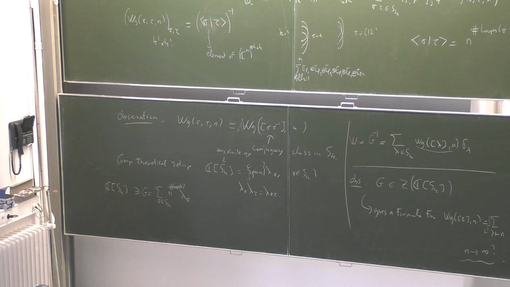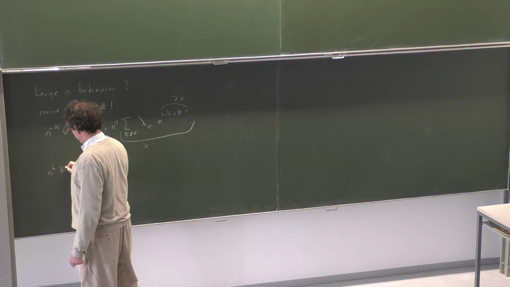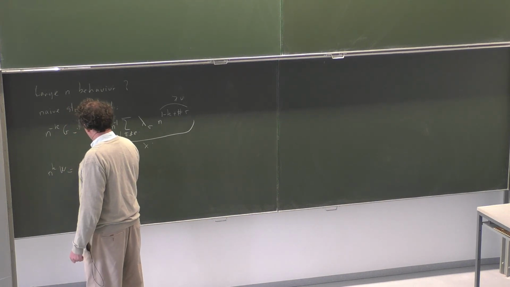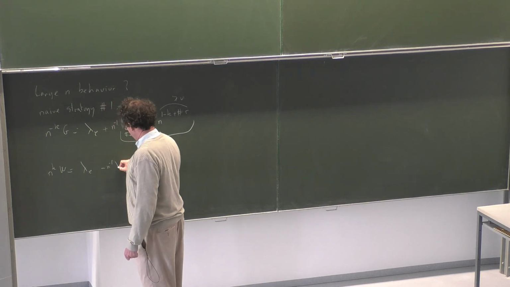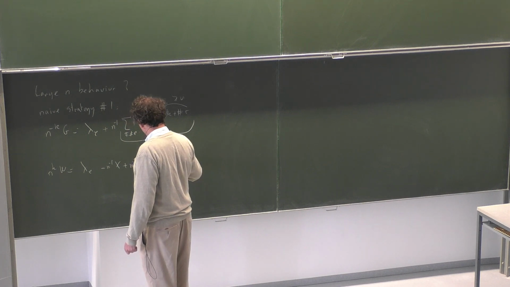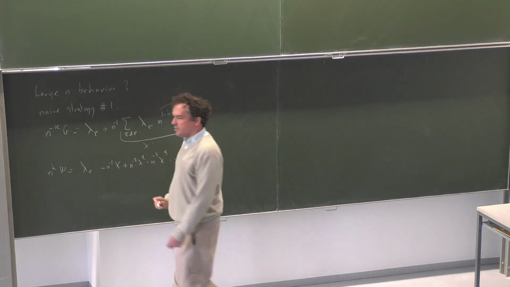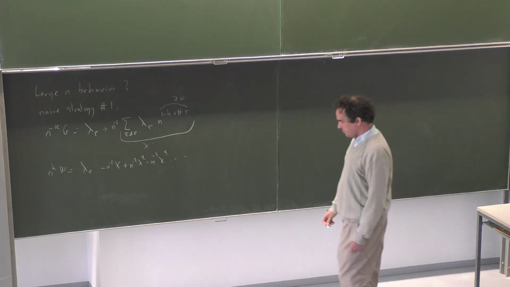So what we are doing basically is, I just call it x, and now what I will have is that n to the power k times the Weingarten function is going to be lambda e minus n inverse x plus n minus 2 x squared minus n minus, and so on and so forth. That gives me a formula for the Weingarten function.